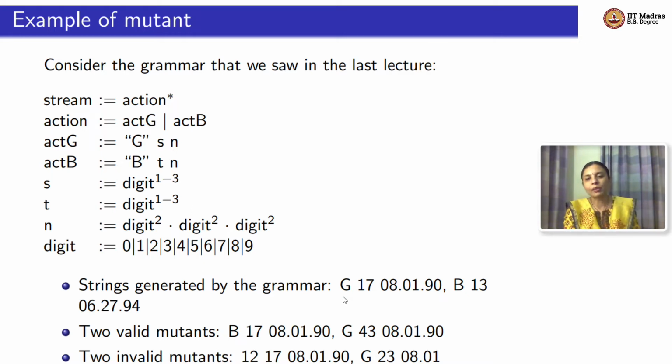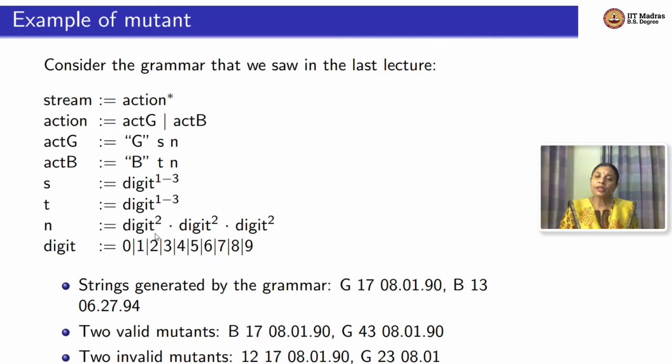So I can replace B with G and G with B and vice versa. I can replace some other number with some other number. All those would be valid mutants. Invalid mutants might just drop B or drop G, generating strings that are not valid as per this grammar. It might replace one of the 2 digits in the sequence that is meant to represent a date.